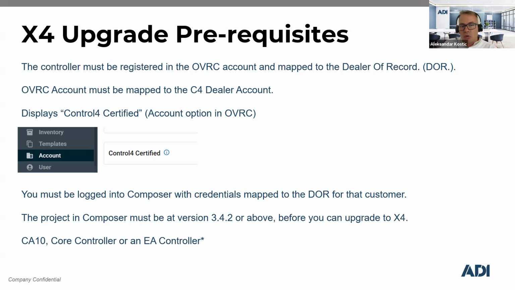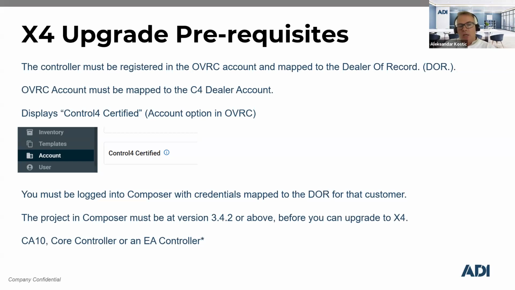Now, even for a local connection to the project, you have to be the dealer of record of the customer project. That means that even in the local connectivity, Composer is authenticated against the customer project to verify that you are really the dealer of record. So even for the local connection to a project, you have to be dealer of record of the customer site.